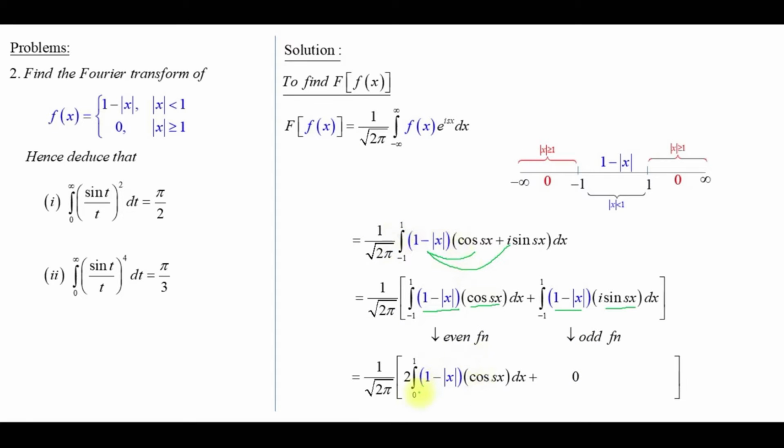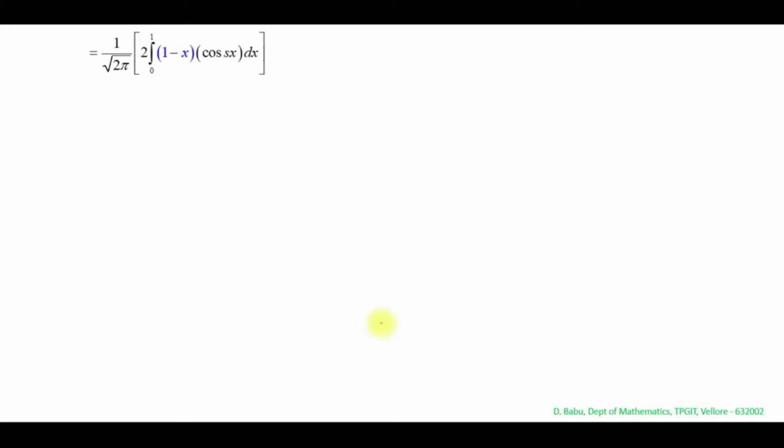Next, 0 to 1 is a positive limit. In a positive limit, mod x equals plus x. Mod x equals x only. Therefore, we take mod x equal to x because 0 to 1 is a positive limit. So 1 divided by square root of 2 pi, 2 times integration 0 to 1, 1 minus x cos sx dx. Next, apply the UDV formula. So take u equals 1 minus x and dv as cos sx into dx.